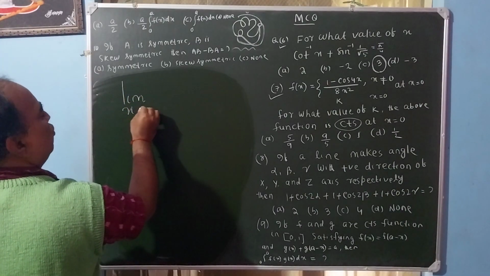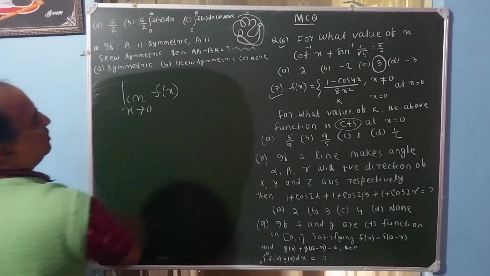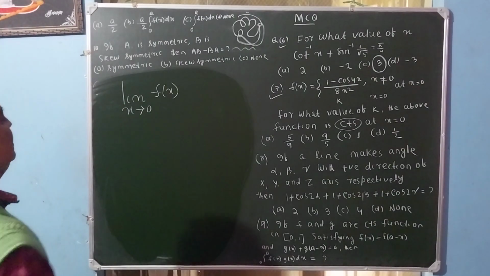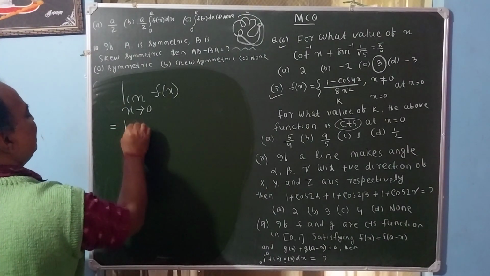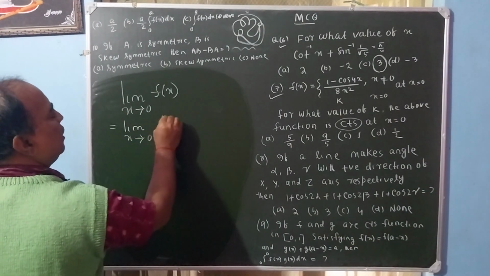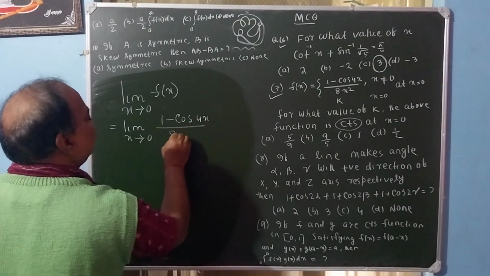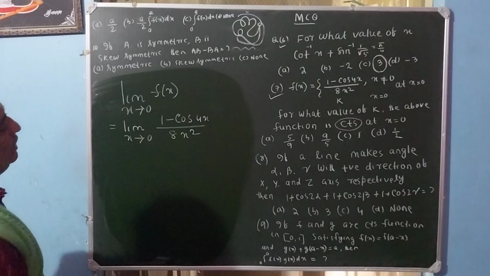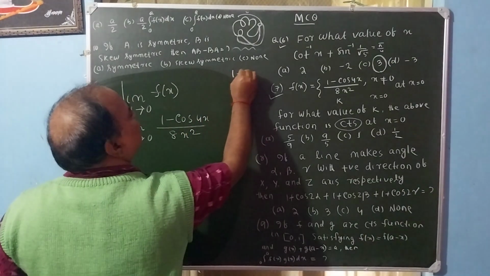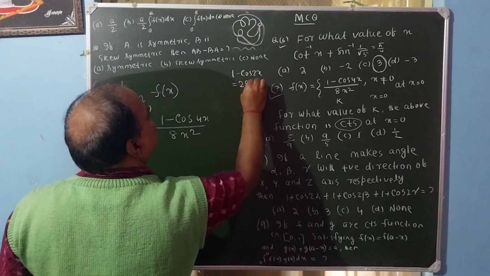Limit x tends to 0, f of x. Okay, so that is limit x tends to 0, (1 minus cos 4x) divided by 8x square. So we know 1 minus cos 2x is 2 sin square x.